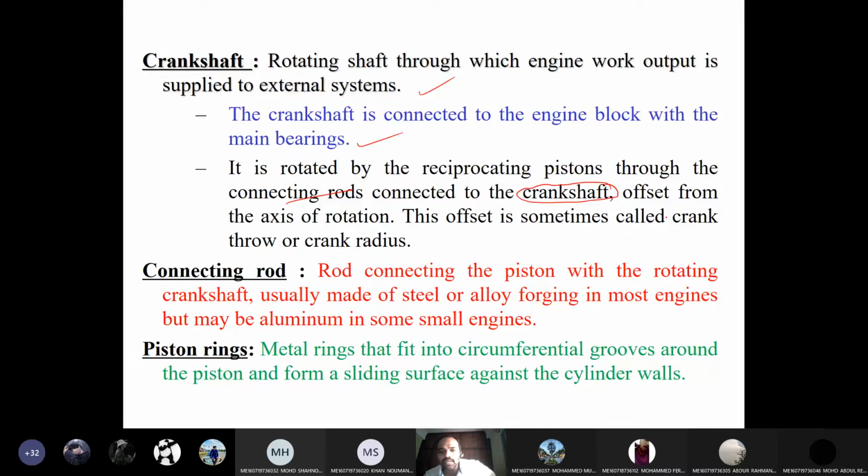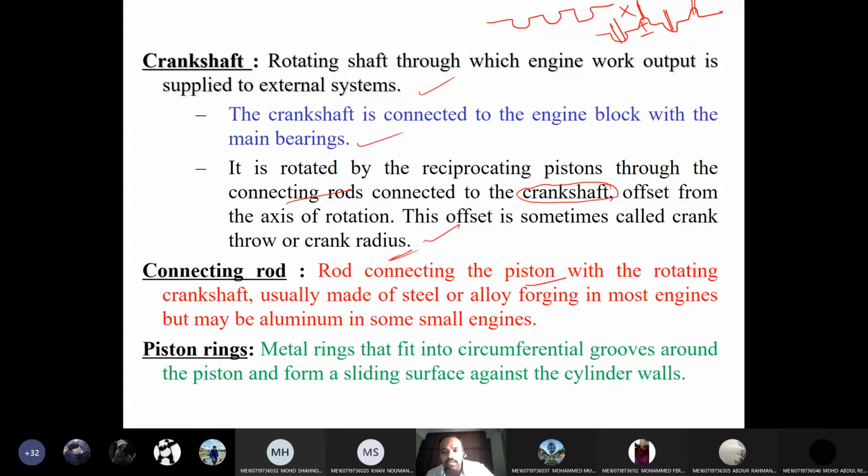Okay, this offset is sometimes called crank throw or crank radius, because the crank will not be like this. It's wrong, right? The design is like this offset. So some are up, some are down for balancing purpose. From here one connecting rod will go, from here one connecting rod, from here one connecting rod, right? So there will be some offset. This offset is called crank radius or crank throw. Okay, so next, connecting rod.